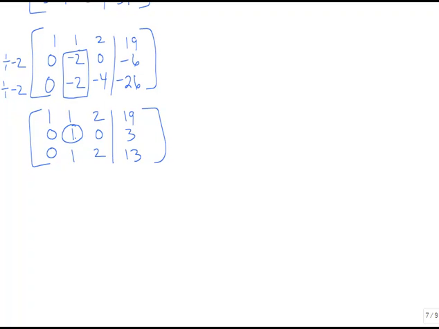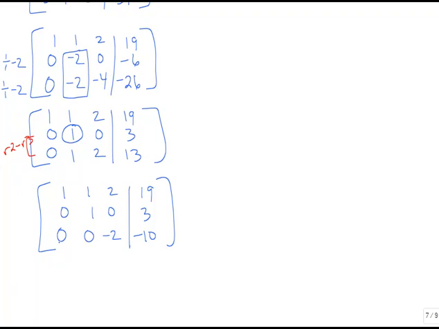Now that I have a 1 in the middle, I want to get a 0 below it. So an easy way to do that, since they're both 1s, is just to subtract row 2 minus row 3. So we're not changing row 1 at all. We're not going to change row 2 at all because it has the 1 that I wanted. And the new row 3, when I do second row minus third row, 0 minus 0 is 0, 1 minus 1 is 0, 0 minus 2 is -2, and 3 minus 13 is -10.